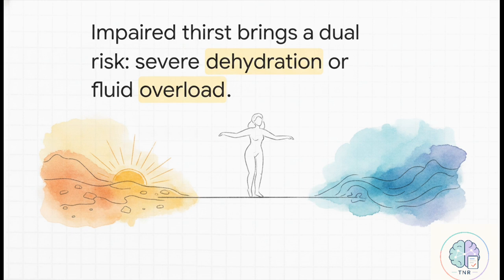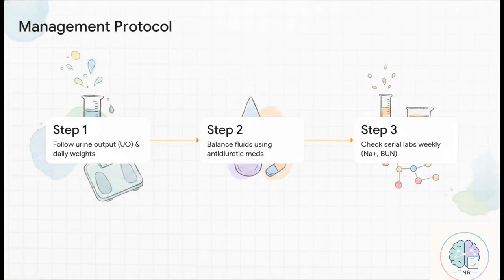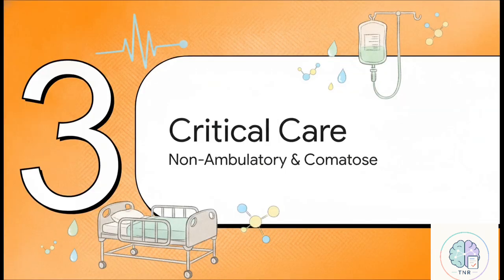Since their internal monitoring is broken, we have to step in and establish super strict external monitoring. Here is the exact management protocol. First, you must have the patient meticulously track their urine output and their daily weights, no guessing allowed. Second, you have to artificially balance their fluid intake and output using antidiuretic meds just to keep that urine output in a reasonable range. And third, you need to check serial labs about every single week. You are keeping a really close eye on serum sodium and BUN specifically to make sure they haven't drifted into dehydration or fluid overload. Let's hit part 3, non-ambulatory and comatose care.